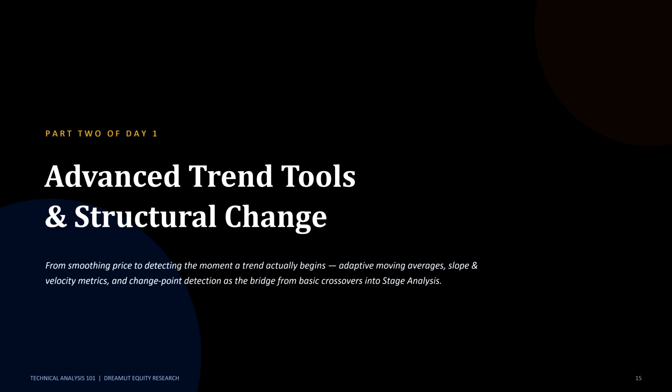In this second part of today's lecture, we go one level deeper into territory most introductory courses skip entirely. We'll look at advanced moving average variants that were purpose-built to fix specific weaknesses in the plain SMA and EMA. We'll quantify trend strength and price stretch using slope and disparity metrics, turning what you've been reading visually into objective numbers.